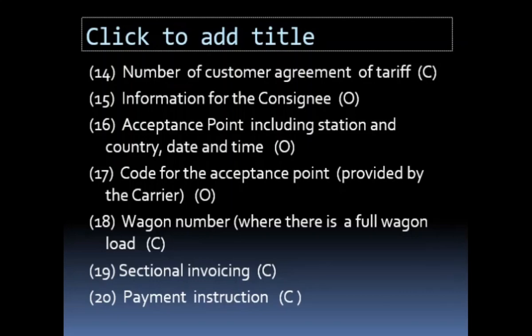17 is code for acceptance point, because there's an acceptance point and then there is a code for it. 18 is conditional, the wagon number, where there is a full wagon load. You need to state it. 19 is sectional invoicing. 20 is payment instruction.